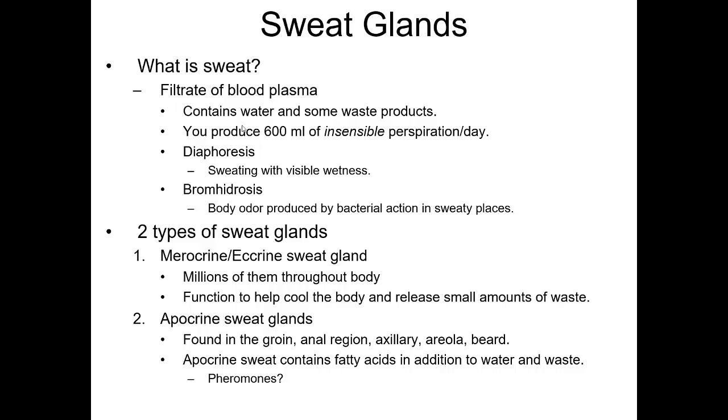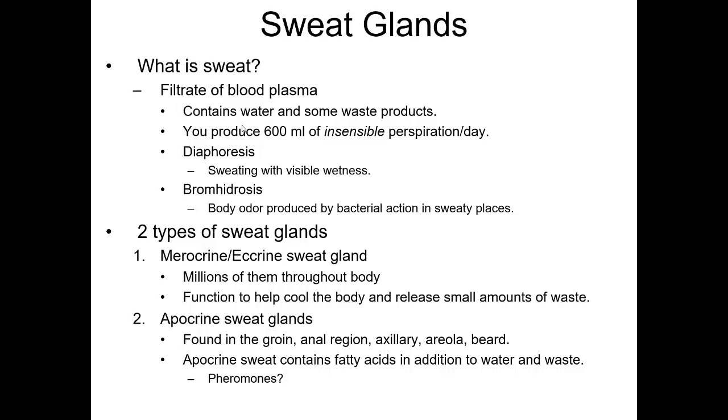that is called diaphoresis. Now, typically, sweat by itself doesn't have a distinct odor, but when it combines with bacteria, which could be residing on the person's skin or on the person's clothing, the product of bacterial metabolism could produce body odor, and that is called bromhidrosis. As we talked about earlier, there are two types of sweat glands, the merocrine sweat glands and the apocrine sweat glands. The merocrine sweat glands are found all over the body, and they produce the less viscous, more watery sweat.